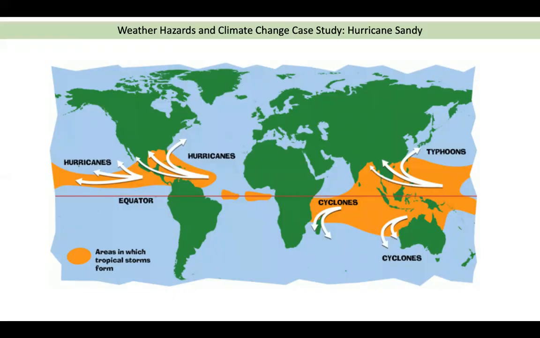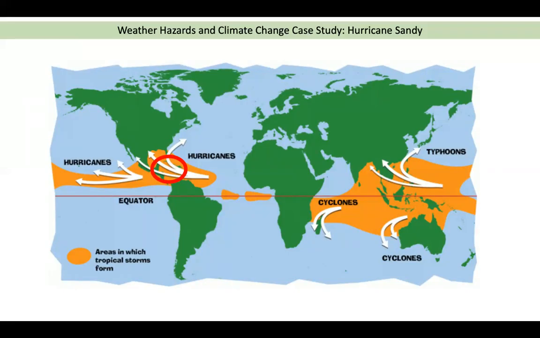Okay, so when we're looking at the global distribution of where tropical storms form, remember in the Atlantic Ocean and the East Pacific Ocean, we call tropical storms hurricanes. In the Indian Ocean and on the west coast of Australia, they're called cyclones. And then in the West Pacific Ocean, we call them typhoons. So Hurricane Sandy formed in this region in the Caribbean.